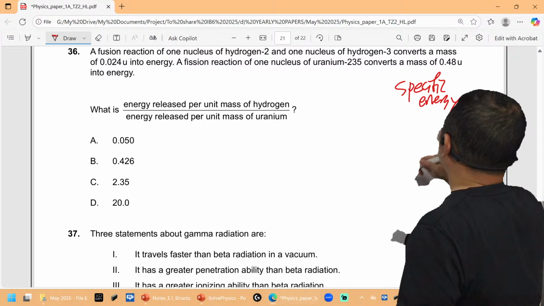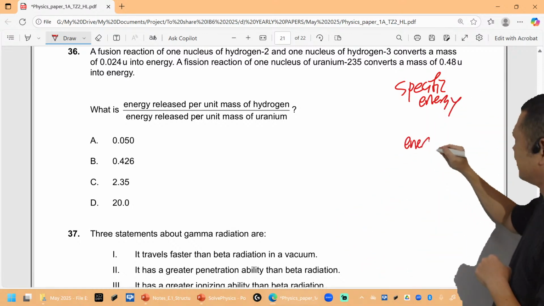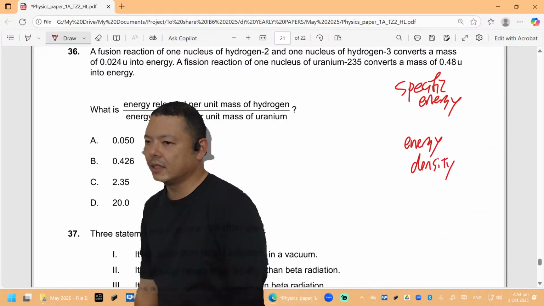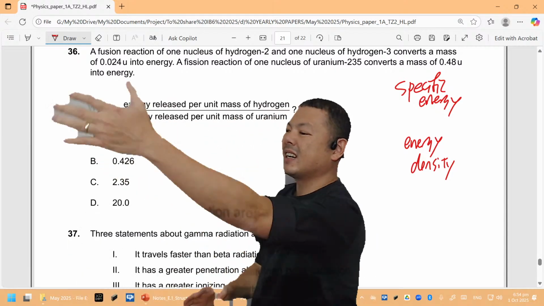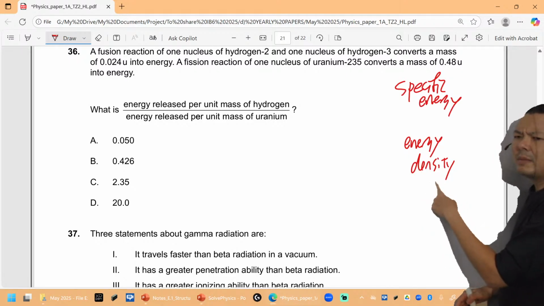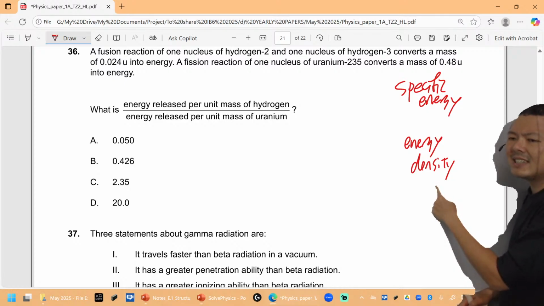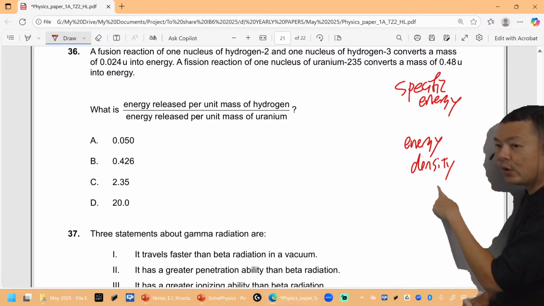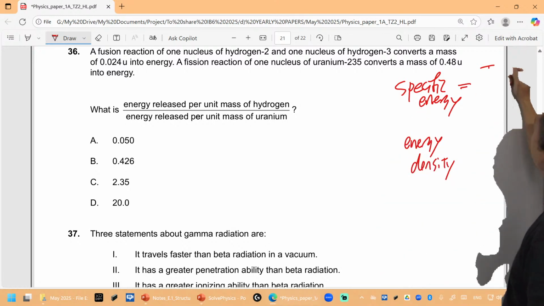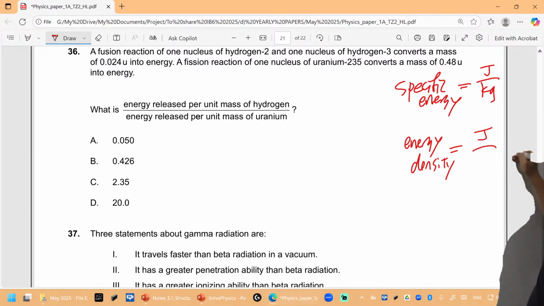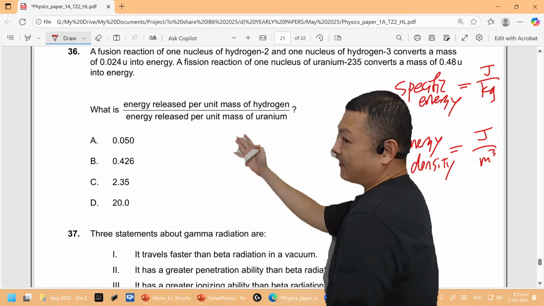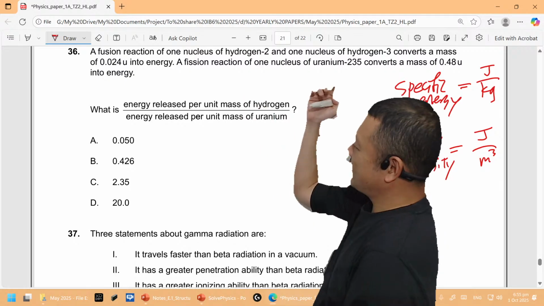So this specific energy, and what's energy density? What's specific energy? What's energy density? Specific energy is the amount of energy per unit mass. Energy density is the amount of energy per unit volume. Density is mass per unit volume, so energy density is per unit volume. Specific energy is like specific heat capacity, energy per unit mass. So this one is joules per kg, and this one is joules per volume. You got that? Specifically, this question is about specific energy.